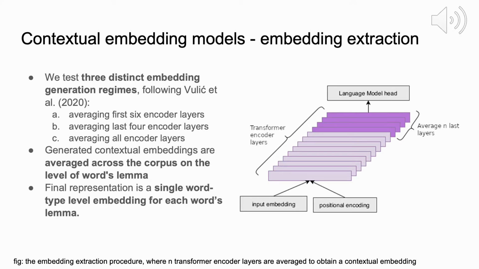We also tested three embedding generation regimes, averaging the first 6 encoder layers, the last 4 encoder layers, and all encoder layers. The embeddings are averaged across the corpus on the level of word lemma, and the final representation is a single word type level embedding for each word's lemma.